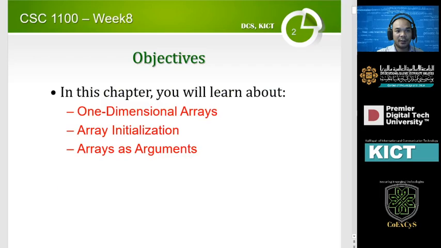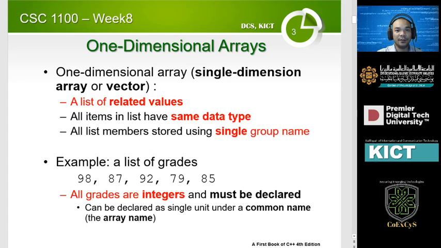All right. So for the single dimensional arrays or one-dimensional arrays, in this chapter basically we'll talk about how to initialize them and how to have them as an argument in your function or in your code. Right? Now, a one-dimensional array is a single-dimensional array or a vector, right? It's basically a list of related values. So we have a bunch of values that we want to put together, right?